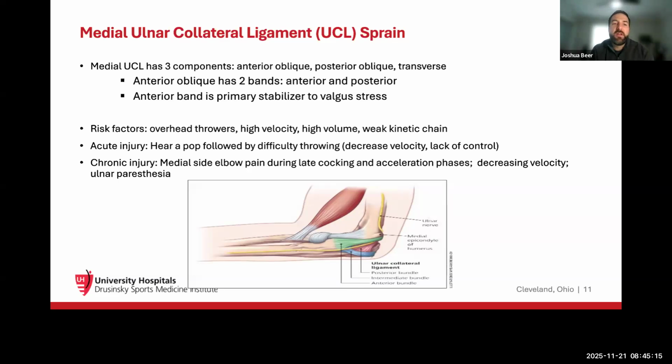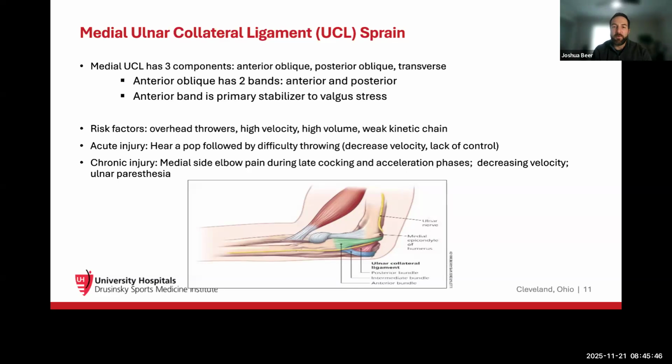So with risk factors, overhead throwers, classically baseball pitchers, is what we think about. High velocity, high volume. So it's those year-round athletes, travel teams that aren't taking breaks. The incidence in teenagers and youth is really skyrocketing because of this. So historically, it's been college and professional athletes we're seeing, but I would say at least probably 3 to 5 times a year, I'm seeing high school kids coming in with these injuries.